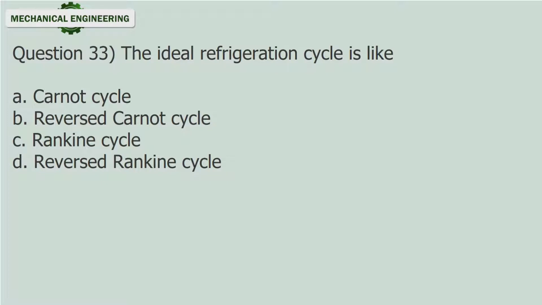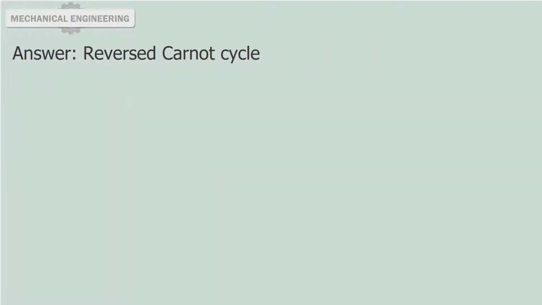Question 33. The ideal refrigeration cycle is like: A. Carnot cycle. B. Reversed Carnot cycle. C. Rankine cycle. D. Reversed Rankine cycle. Answer: reversed Carnot cycle.